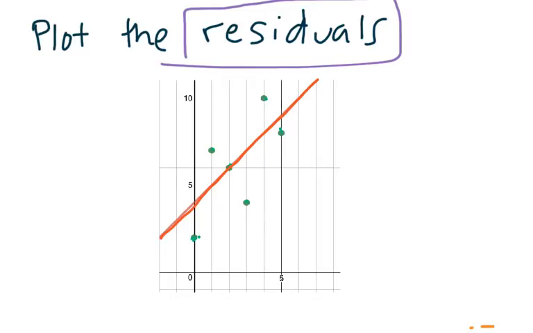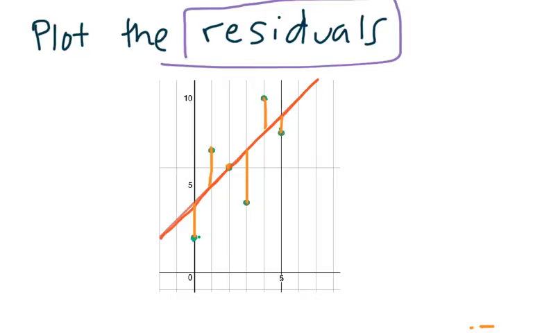So if I look at this first dot down here, I see that it's 2 below my line of best fit. I see that the next point is 2 above my line of best fit. I have a point that's directly on my line of best fit, neither above or below. This point is 3 below. This point is 2 above. And then this point is 1 below. So how far off these are from the line of best fit tells me whether or not that's a good model.